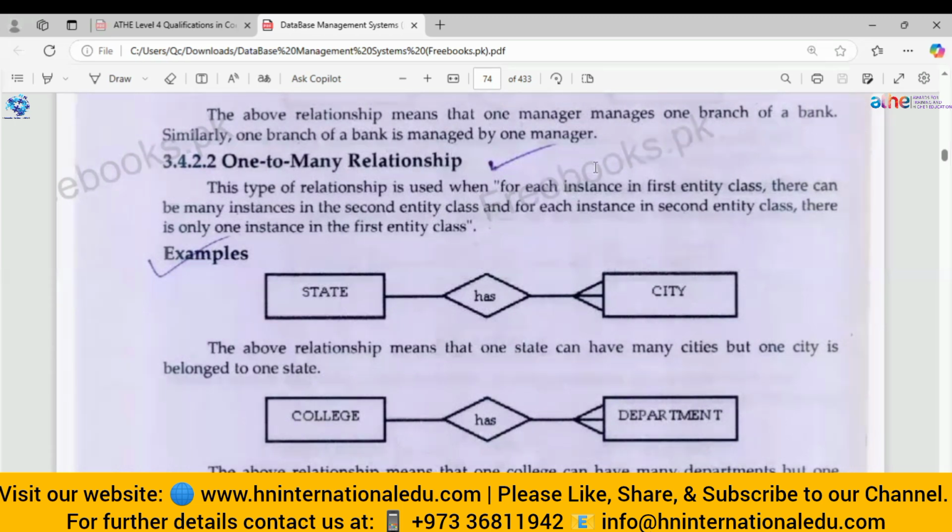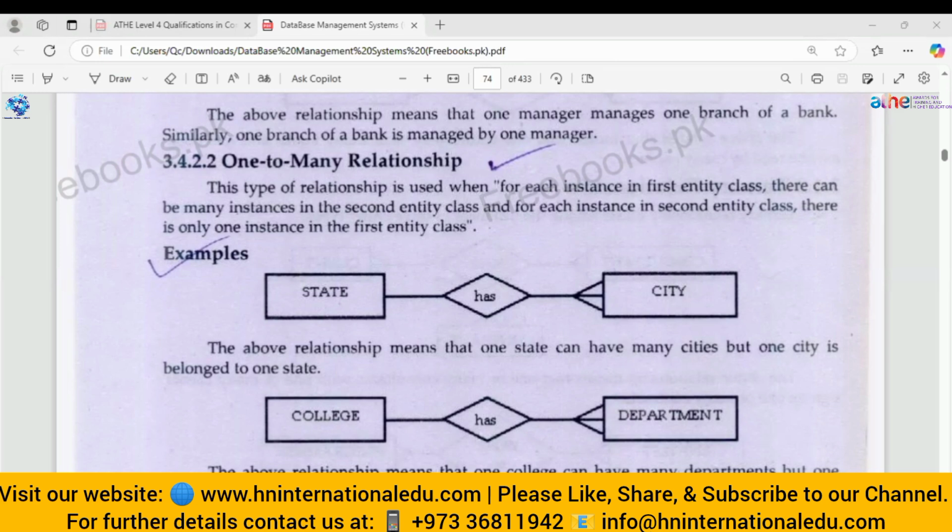Now let's take another example for one to many relationship. Just like a college has many departments, but many departments can belong to only one college at one time. So this is a one to many relationship.